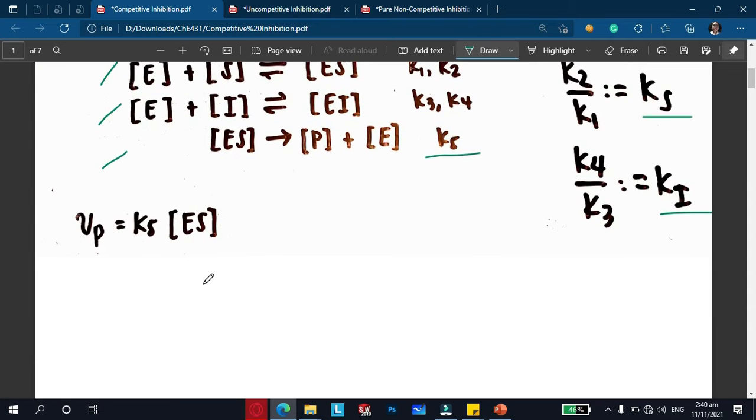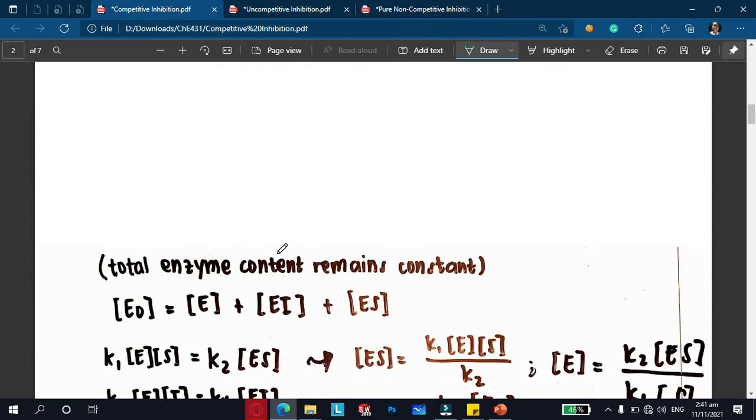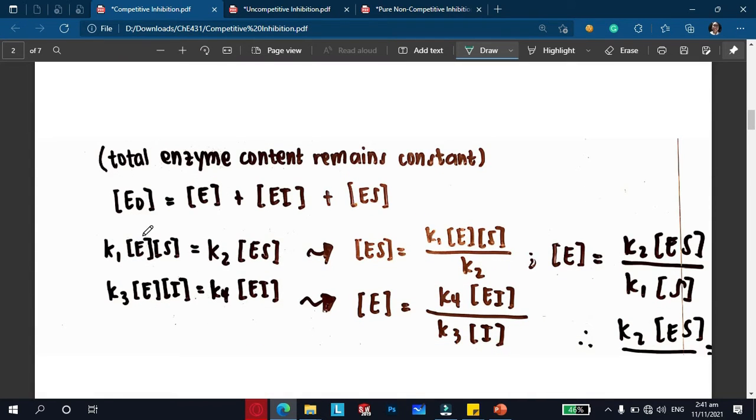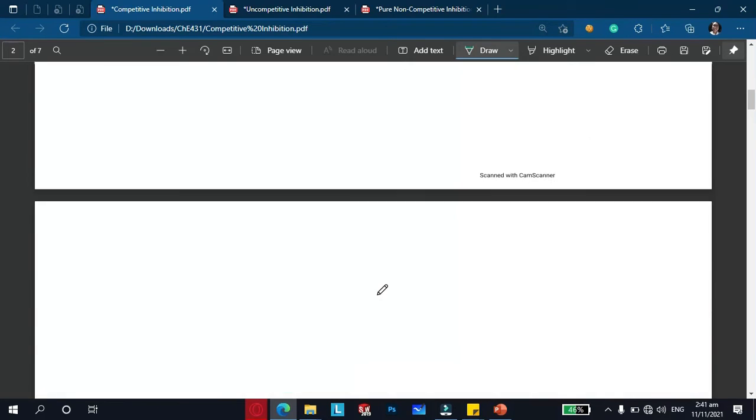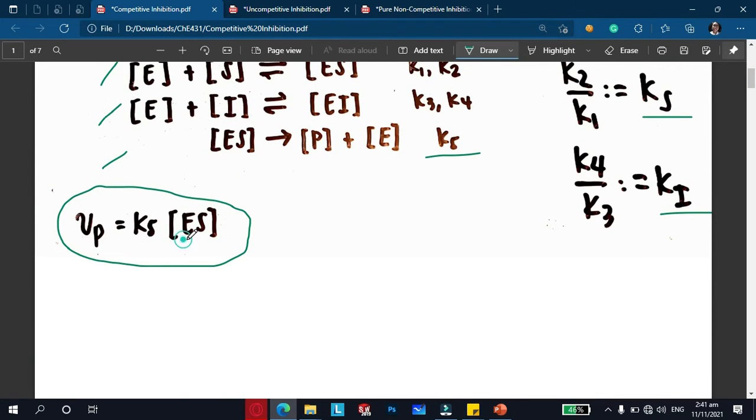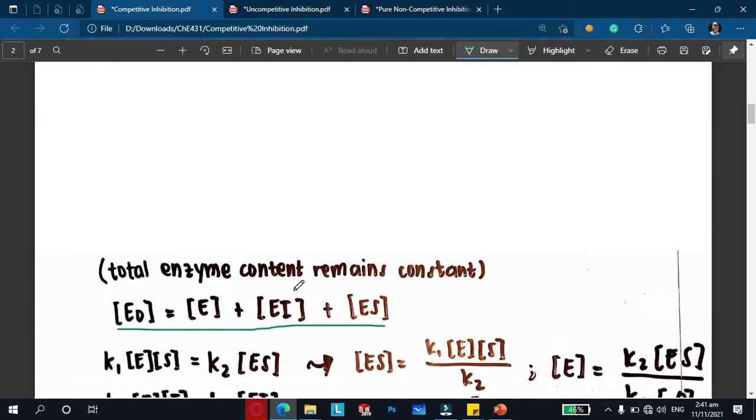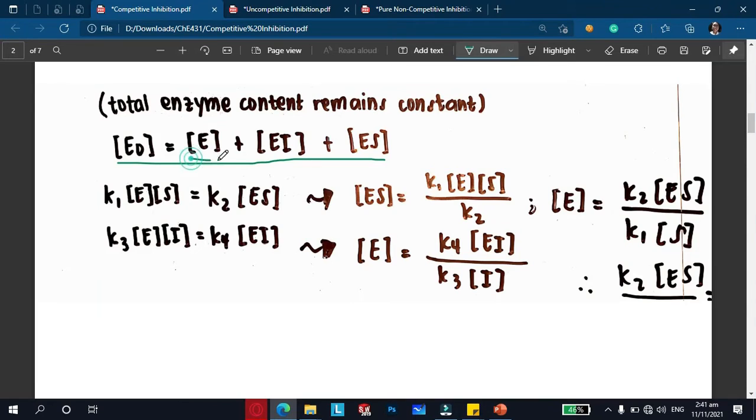And let's assign the first equation to our product velocity, which is V sub P equals K sub 5 times the concentration of the enzyme substrate. Now, our first assumption would be that the total enzyme content remains constant all throughout. This equation gives us an idea of what we are going to look for. Because our product rate equation requires us to express the concentration in terms of the enzyme substrate, that's what we're going to do with the rest of these concentrations.